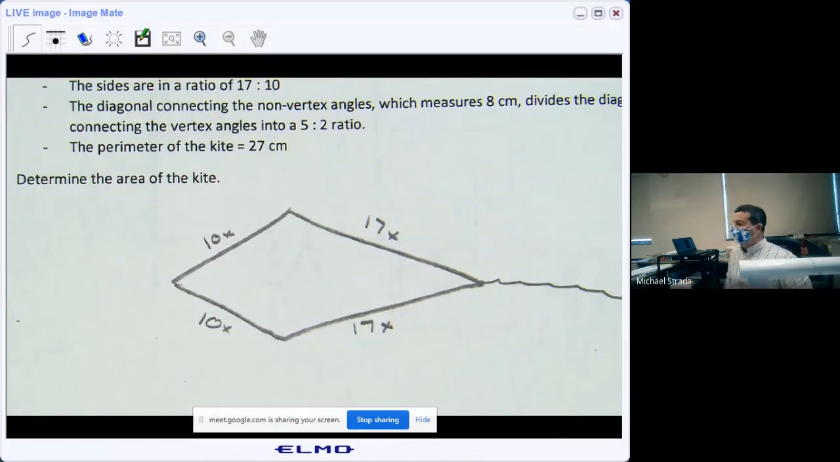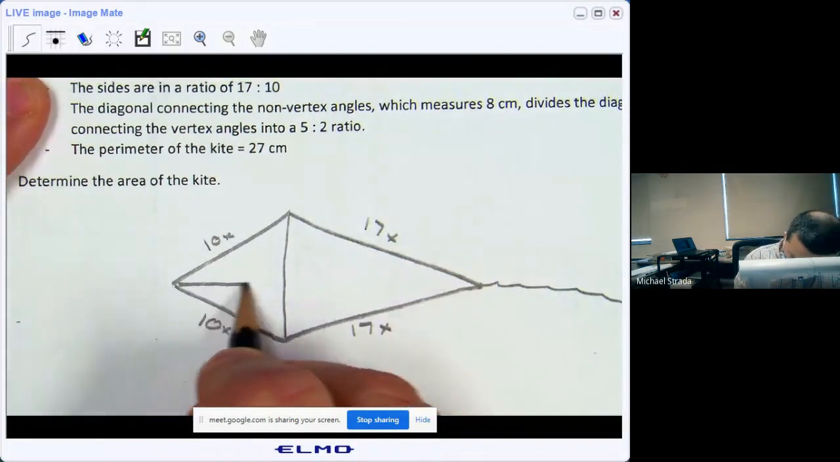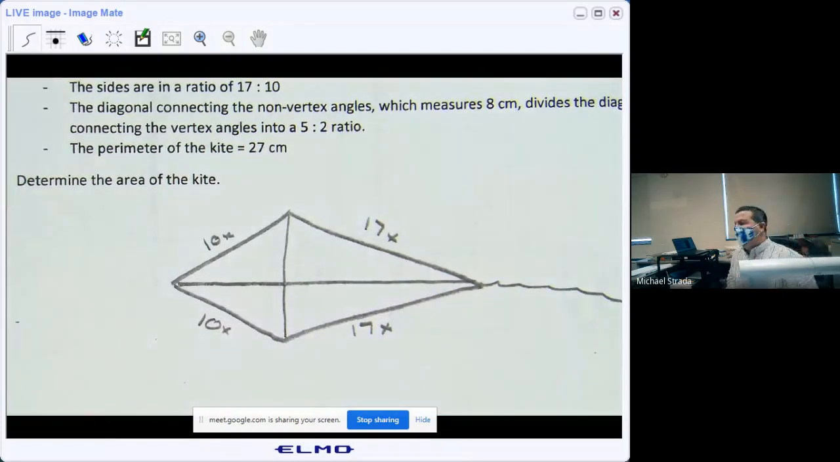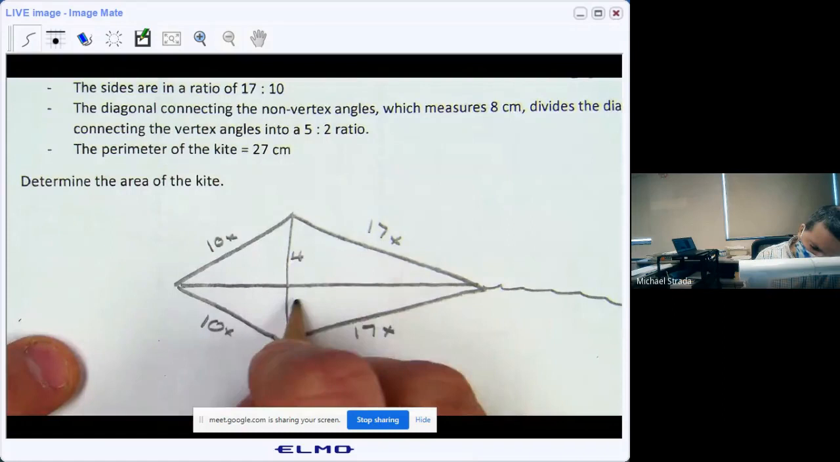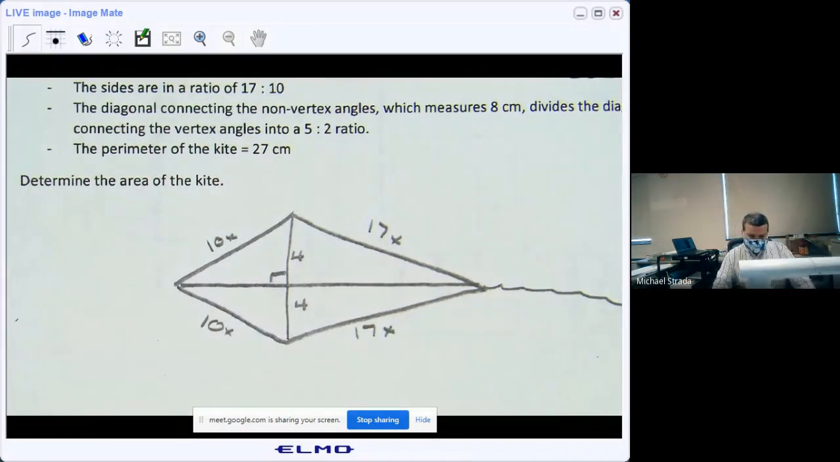Because there's a common multiplier. Good? The diagonal connecting the non-vertex angles divides the other one. Okay, so now I'm going to draw both. If that diagonal measures 8, what can we label both parts of that diagonal with? 4. So these are both 4. And of course, they make what kind of angle? Right angle. Good so far?